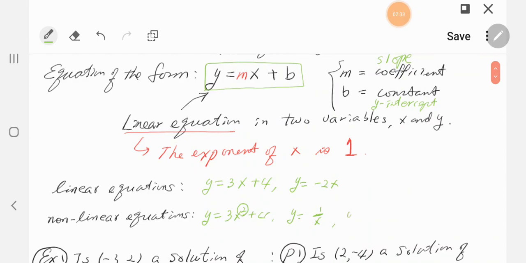How about this? Maybe we will see this one later on. Square root of x. Is this a linear equation? No, because the variable is an x, but it's inside the square root. So this is not a linear equation. So the linear equation is y is equal to mx plus b. If an equation has this format, then yes, it is a linear equation.